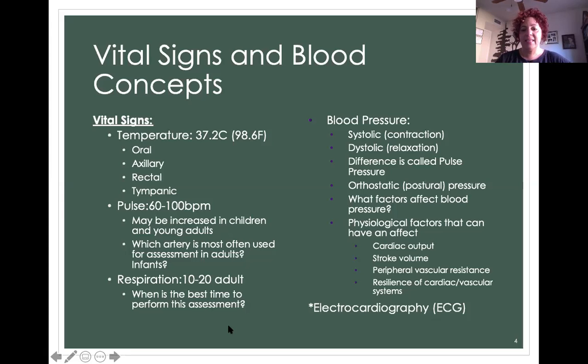And then lastly, electrocardiography is going to be for evaluation of the heart, right? It's going to allow us to see the electrical activity of the heart. As surgical techs, we don't read EKGs or ECGs. We don't have to worry about that too much. Just an awareness of what it is is good for us.